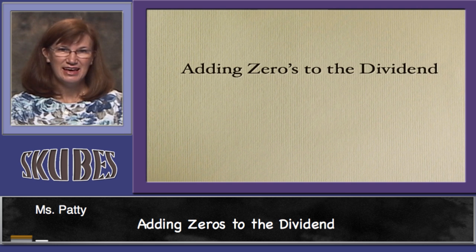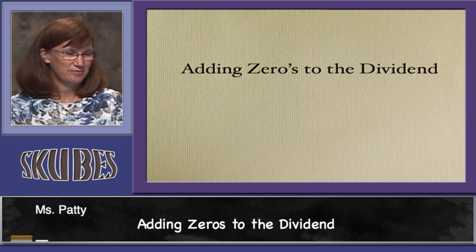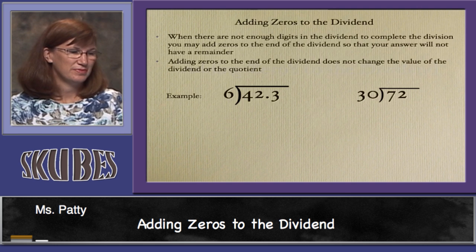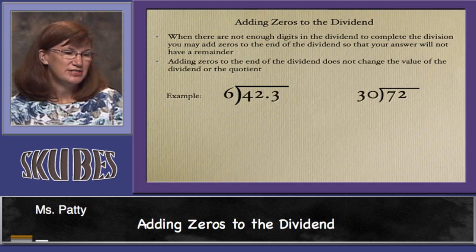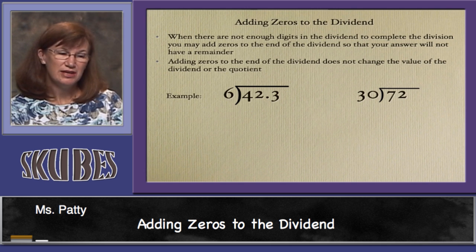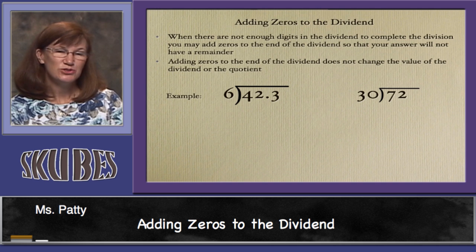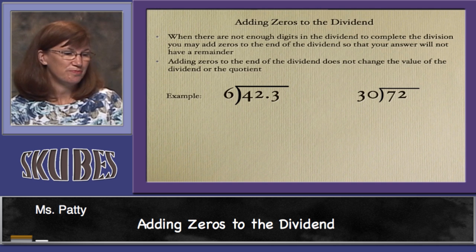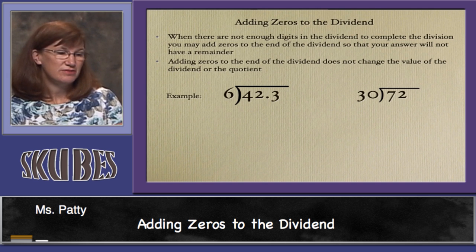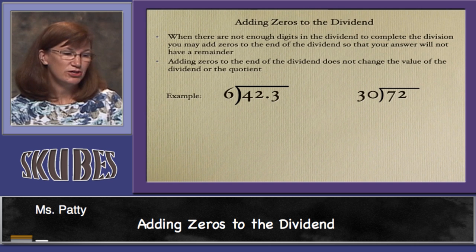This lesson is adding zeros to the dividend. When there are not enough digits in the dividend to complete the division problem, you may add zeros to the end of the dividend so that your answer will not have a remainder. Adding zeros to the end of the dividend does not change the value of the dividend or the quotient. So let's look at some examples.